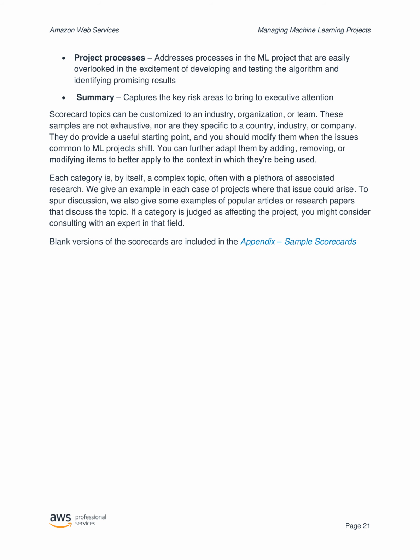You can further adapt them by adding, removing, or modifying items to better apply to the context in which they're being used. Each category is, by itself, a complex topic, often with a plethora of associated research. We give an example in each case of projects where that issue could arise. To spur discussion, we also give some examples of popular articles or research papers that discuss the topic. If a category is judged as affecting the project, you might consider consulting with an expert in that field. Blank versions of the scorecards are included in the appendix, Sample Scorecards, section.